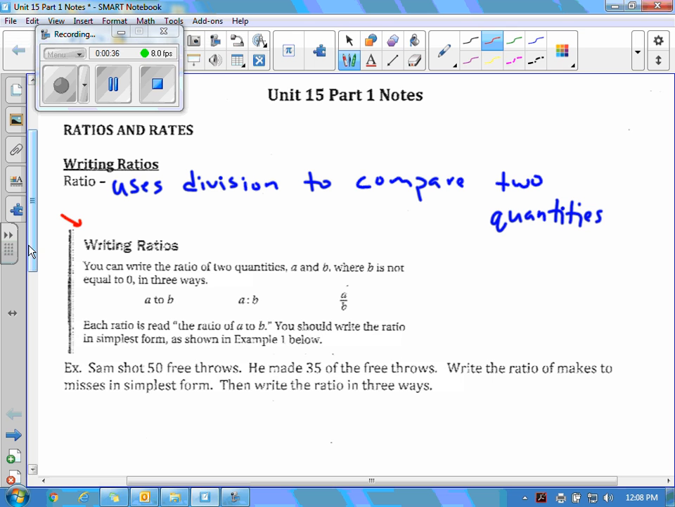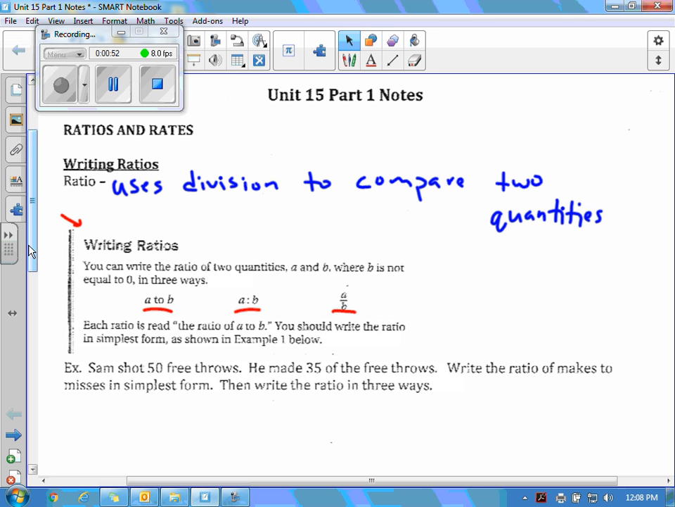The first way is to write the word to. The second way is to use a colon. And the third way is to actually write it as a fraction. And we know the fraction way works because we know that a fraction represents division. So let's look at an example.